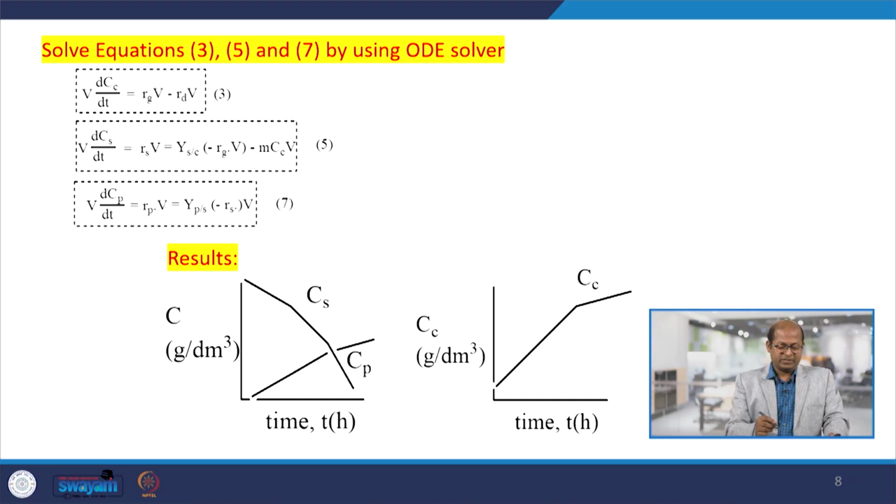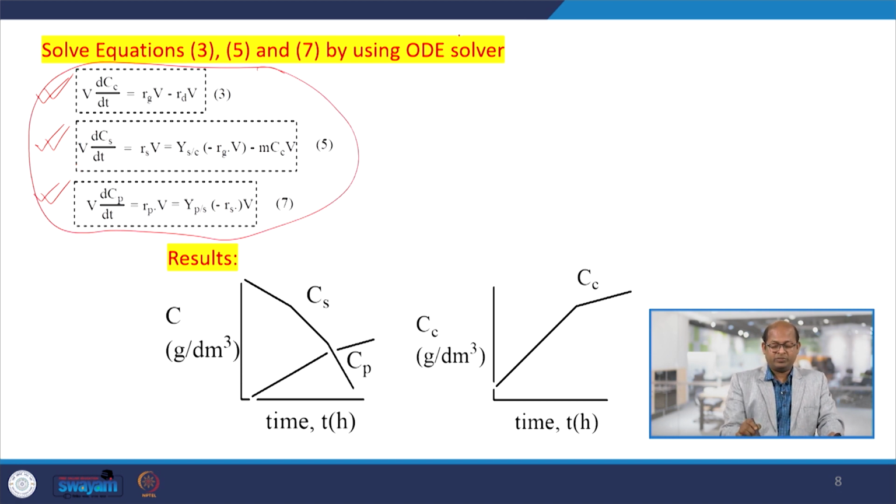So, here you can see, this is equation 3, this is equation 5, this is equation 7. So, these 3 equations we have to use simultaneously in ODE solvers, that is Polymath or any other solver that you can use. So, what are the parameters, the known components, those components you have to supply and the results will come out after the ordinary differential equation solver for these 3 equations.